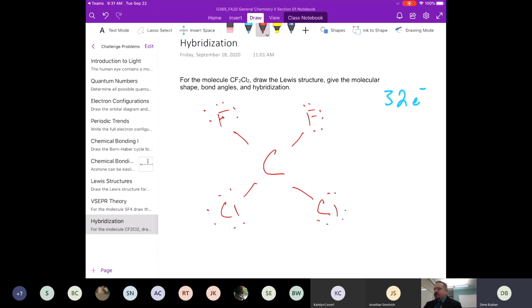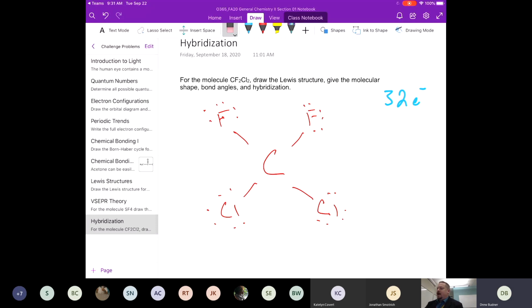Then we have to look at formal charges. If we look at the fluorine, it has a valence number of 7, so 7 minus the lone pairs, which would be 6, minus 1/2 the shared. So each one of these fluorines has a 0 formal charge. And then the same thing with the chlorines, they have 0 formal charges. And if everything on the outside is 0 and our total charge is 0, that means the carbon has to be 0 as well. So this would be the best Lewis structure for this CF2Cl2.